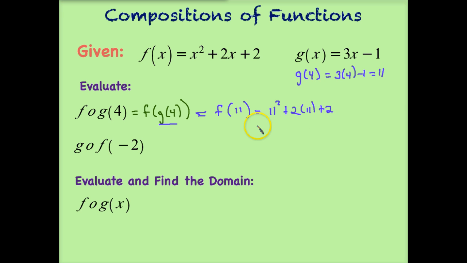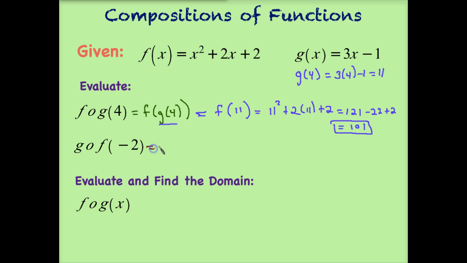And that will get us 121 minus 22 plus 2 for a final value of 101. So when we take f composed of g of 4, we end up with a value of 101. Try this second one on your own. Pause the video and come back and compare your answer.